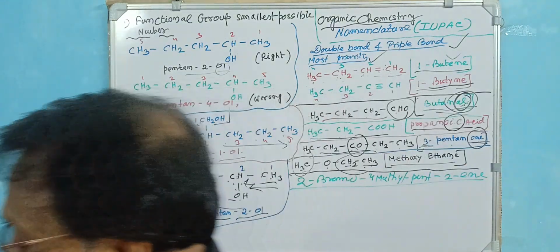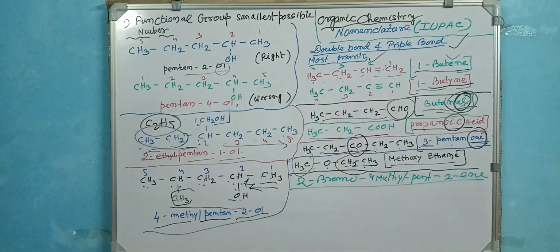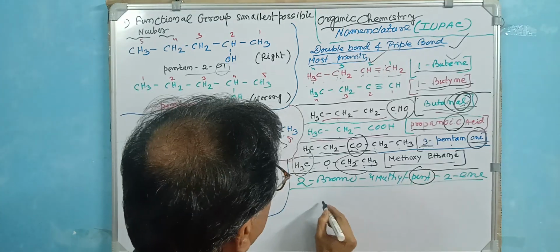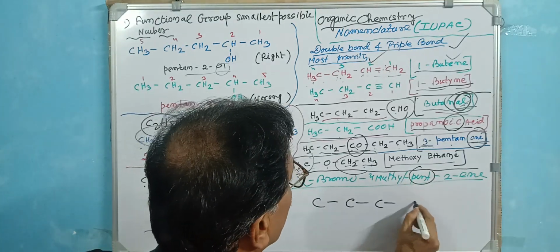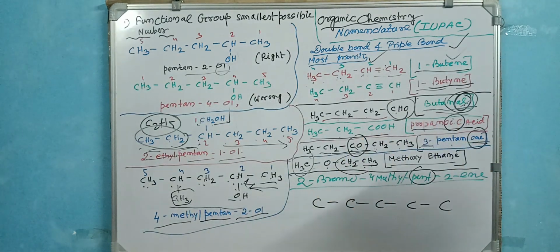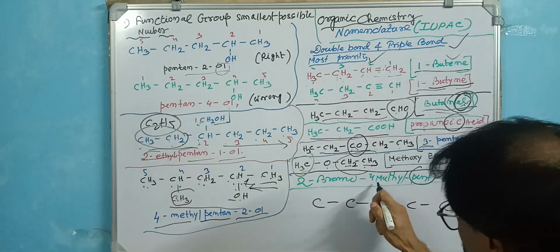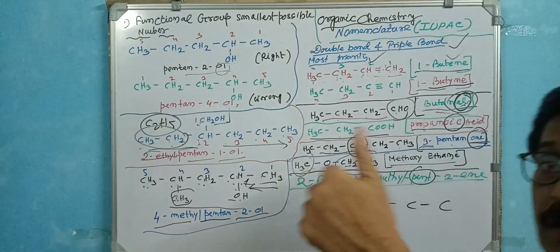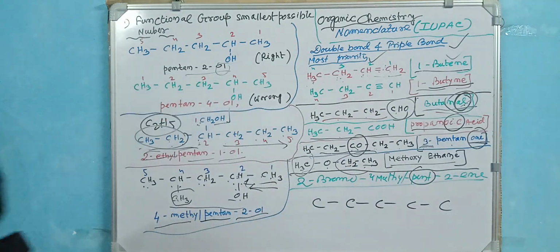Now let's discuss the other thing. In which way do you draw? This is very important. First you calculate the root. What is the root here? Pent, 1, 2, 3, 4, 5. That is a very important thing. Don't be panicked to see the sum. See this question: 2-bromo, 4-methyl, pent-2-yne. Now first you select the bond. In which position is it there?